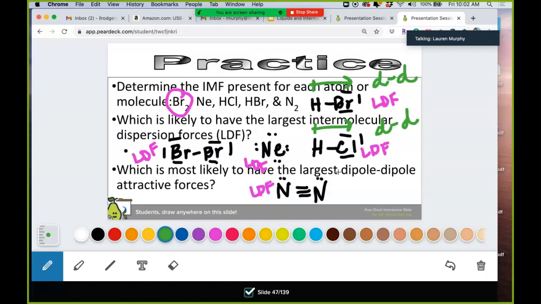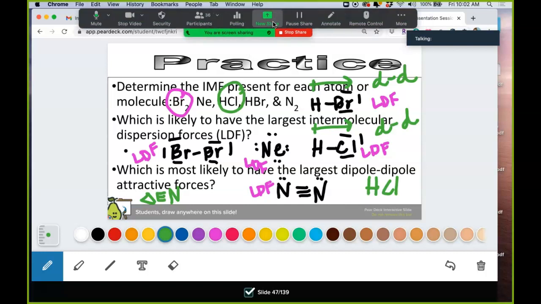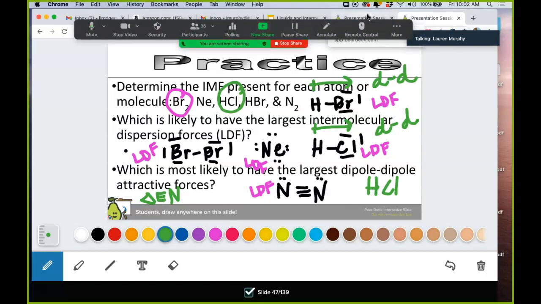So how do you decide who has the larger dipole? Well, the greater the difference in electronegativity determines a stronger polarity, or a greater polarity. Well, chlorine is more electronegative than bromine, so HCl has a greater pull on the electrons, making this dipole stronger. So HCl should be this answer down here. Any questions before we do some more practice?